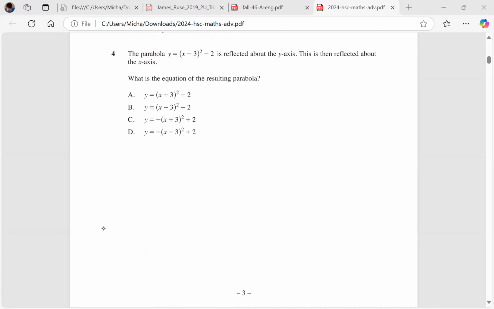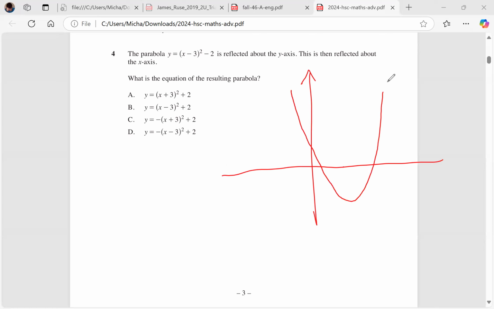It's going to be pretty embarrassing if I get one of these wrong. The parabola y equals (x minus 3) squared minus 2 is reflected about the y-axis. So this is x minus 3. So it's like this, something like that. It's reflected about the y-axis, so I'm going to turn it into like that.